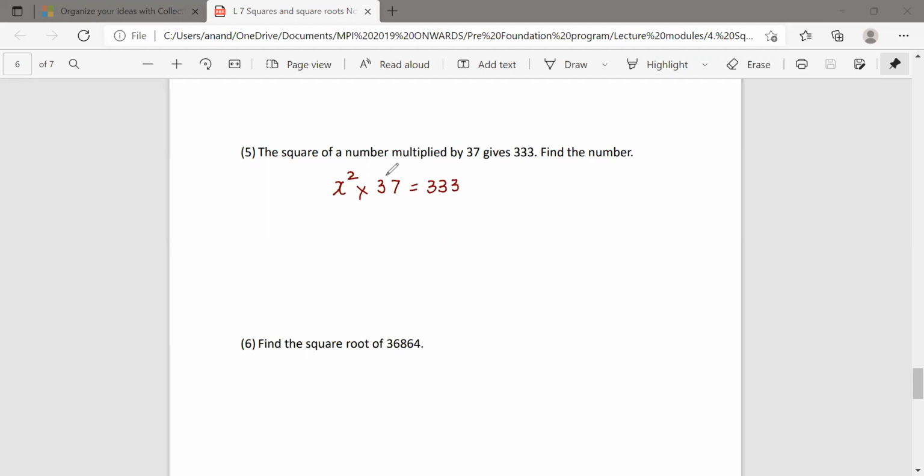I will simply take this 37 on this side. Multiplication becomes division. So x square becomes 333 divided by 37. That is 9. And if x square is 9, x is ideally plus or minus 3, but we will take it as 3. But plus or minus 3 is fine. So the number is plus or minus 3.